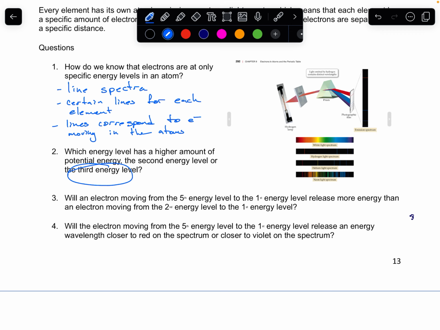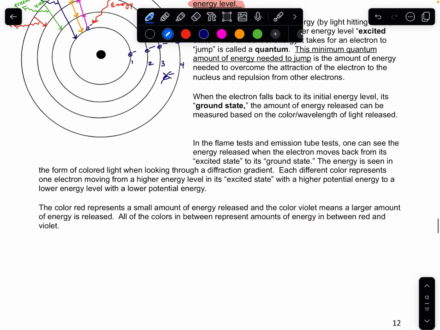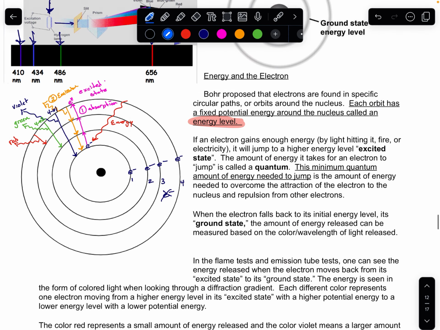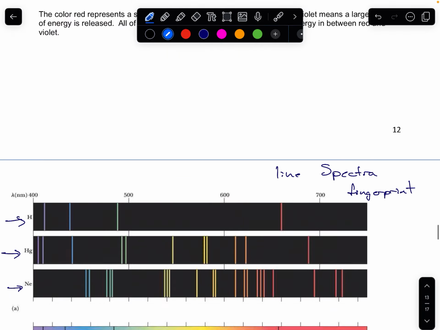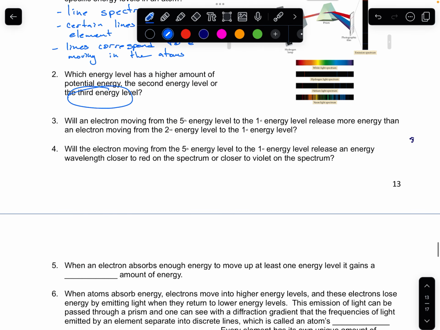Number 3: will an electron moving from 5 to 1 release more energy than an electron moving from 2 to 1? Well, we just saw in our example here 4 to 1, that we only went up to 4, but we can apply it to 5 to 1 as well. The bigger the drop, the more energy is being released. So 4 to 1 versus 2 to 1, or 5 to 1 versus 2 to 1, the bigger drop is going to be releasing more energy. So I'm just going to say bigger drop.